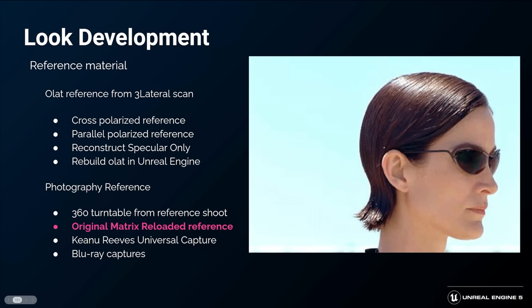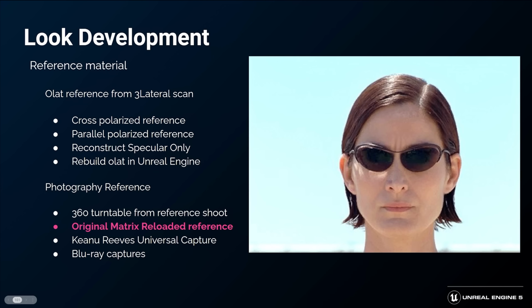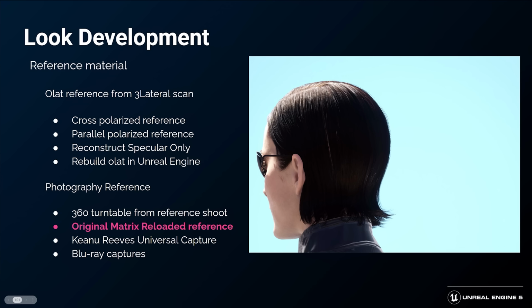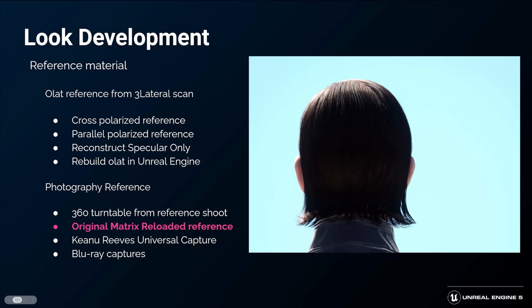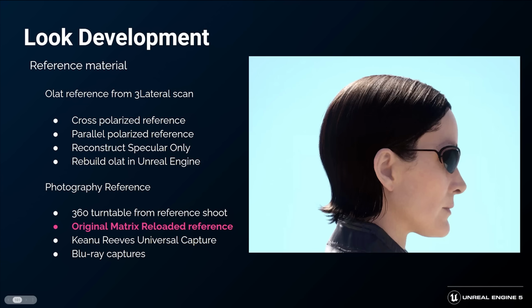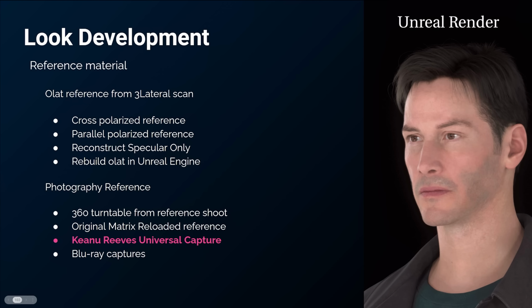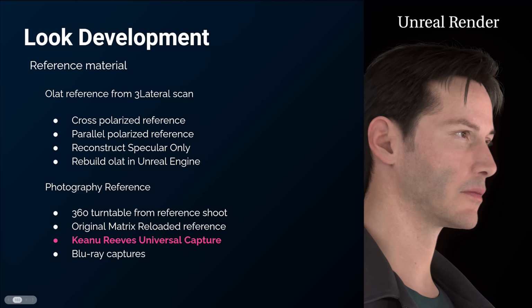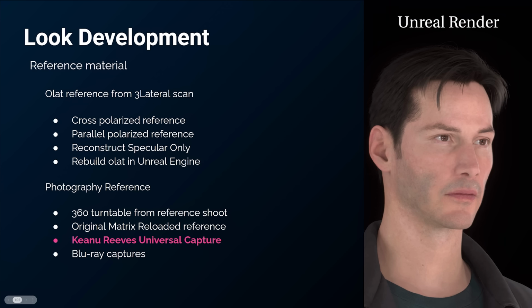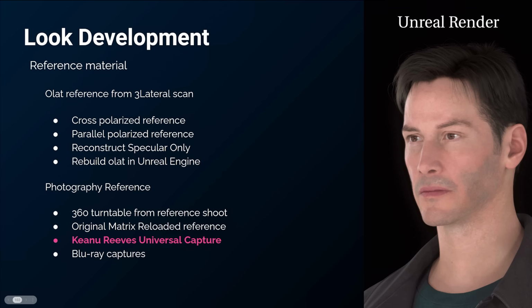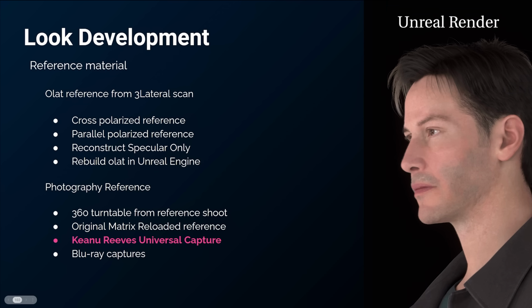Original Matrix Reloaded reference photography of Carrie Ann Moss was also used to help us match the modeling and hair. Again, this is an in-progress test render comparing real photography to the Unreal Engine. Additionally, we were able to get a hold of some great controlled studio lighting reference of Keanu Reeves shot during the Matrix Reloaded. This was originally shot for ESC's Universal Capture system.